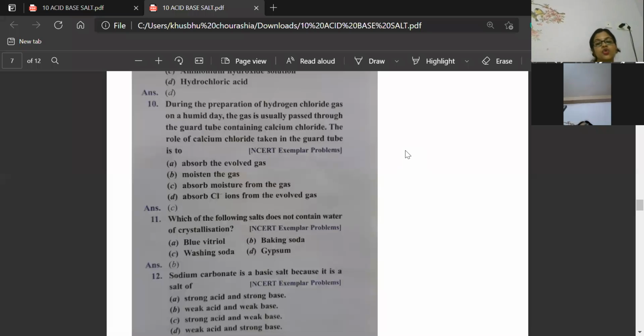Next question: sodium carbonate is a basic salt because it is a salt of what? Yes, it is a salt of a weak acid and a strong base. That's why sodium carbonate is a basic salt.